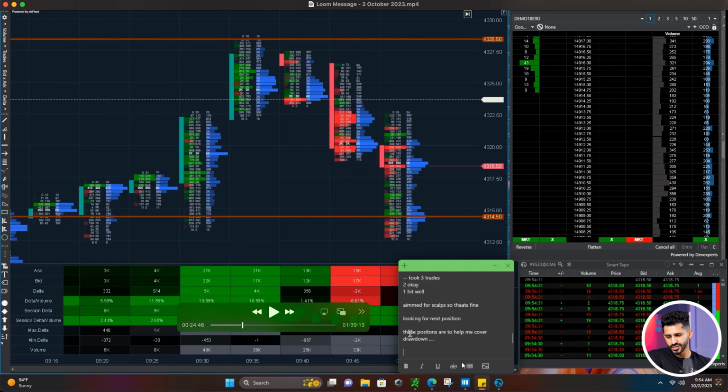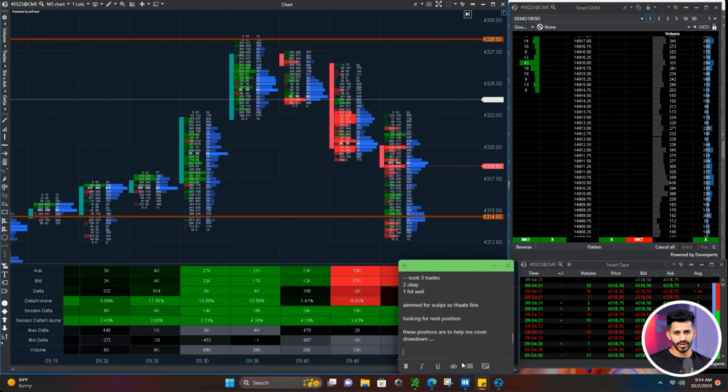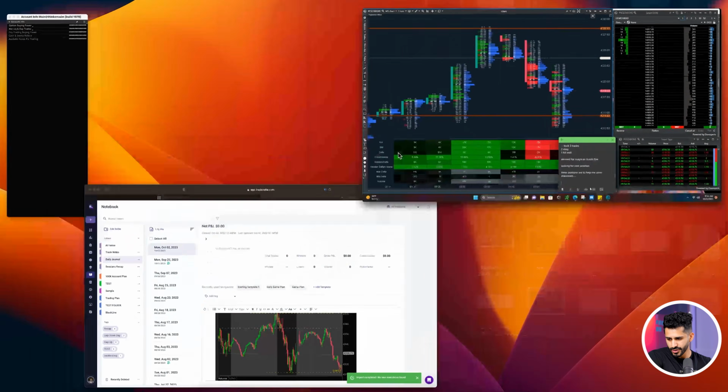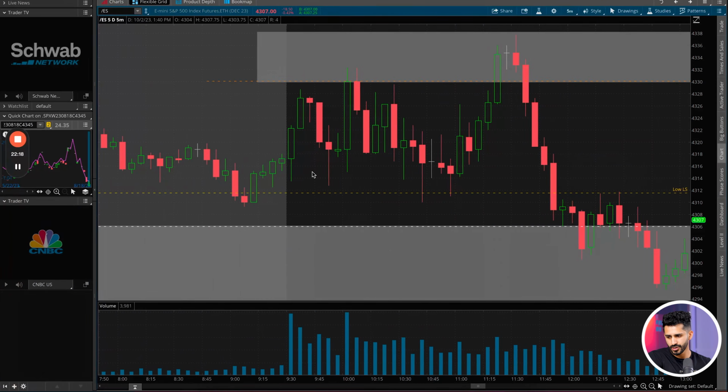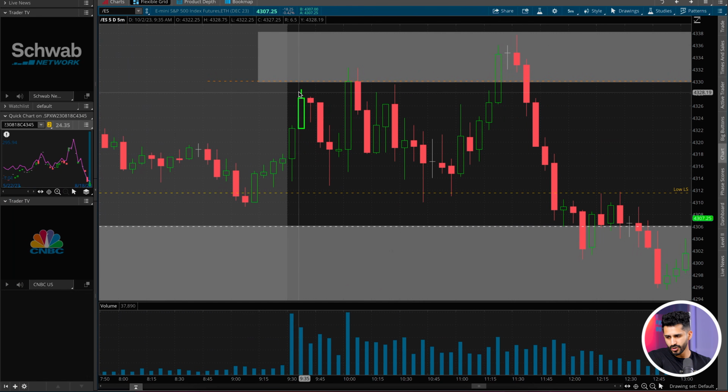Looking for next position. These positions are to help me cover drawdown. So far, me building these smaller positions and taking scalps allows me to build for a drawdown, allows me to build my cash balance, allows me to now take a stab at a bigger trade, right? So I want to show you this action that happened here. We get this quick rally into this 43.30, we get the rejection from 43.30 all the way to 43.13.